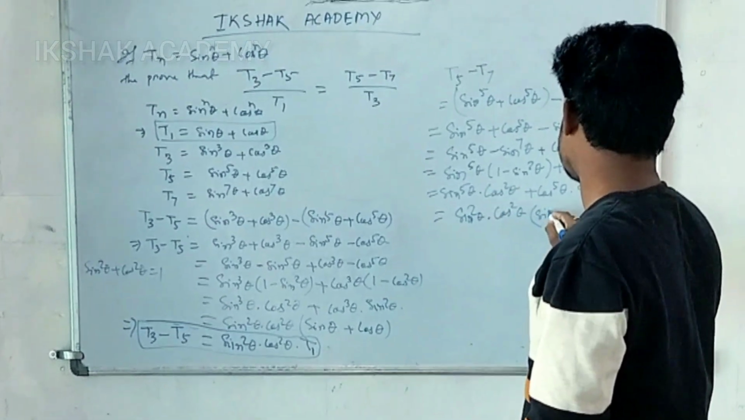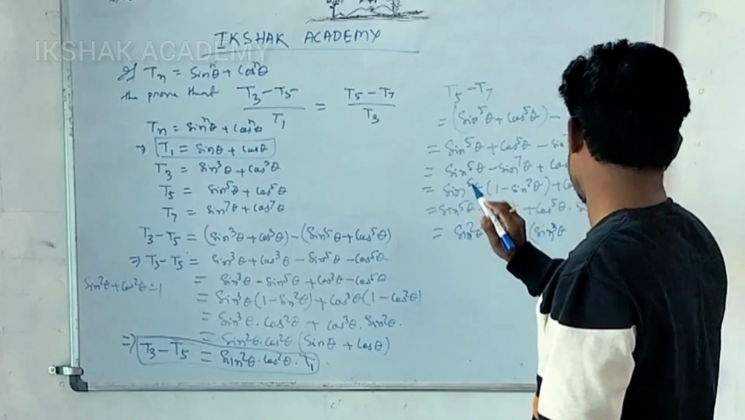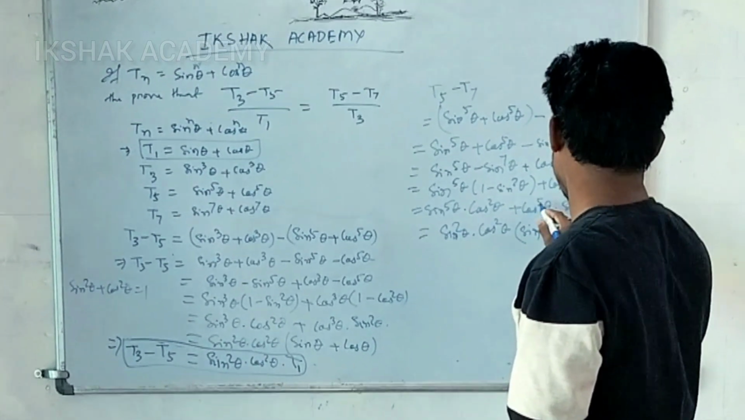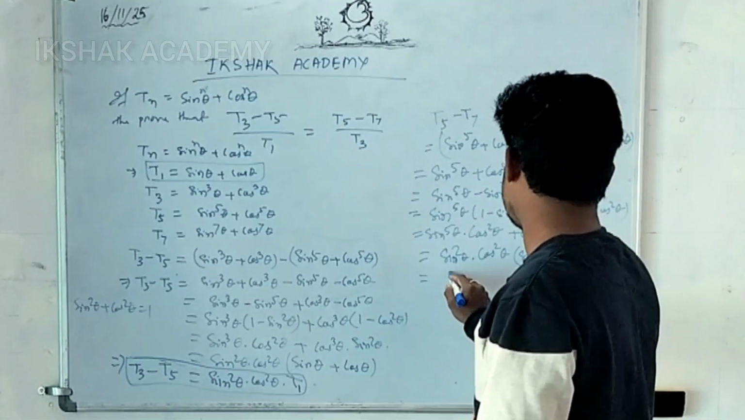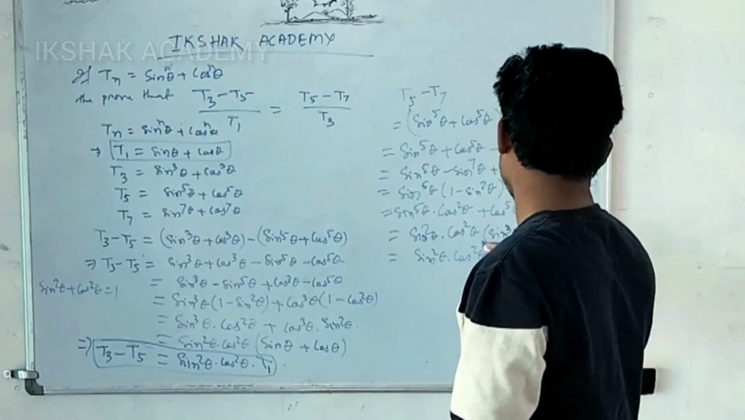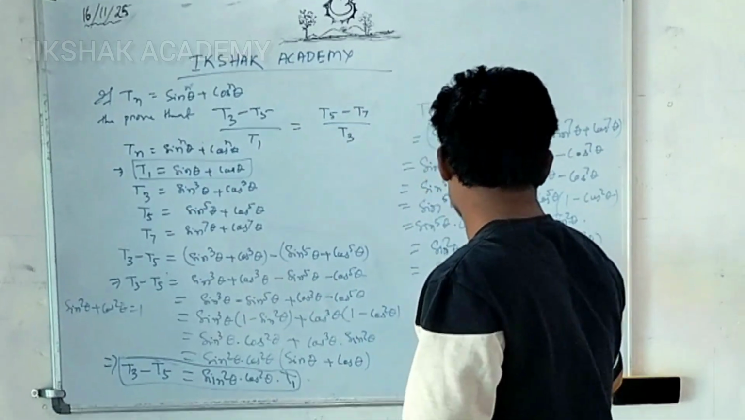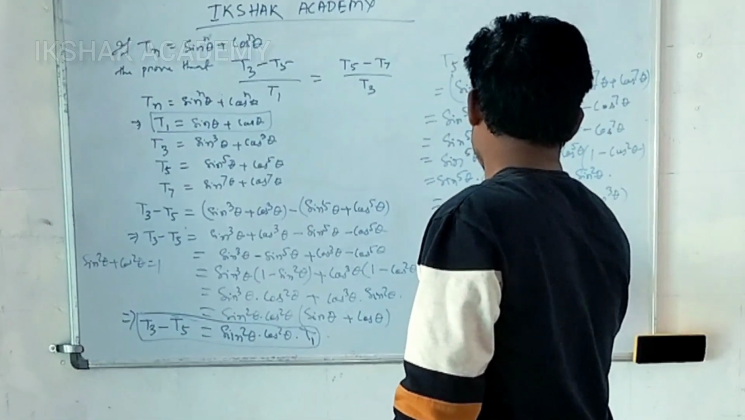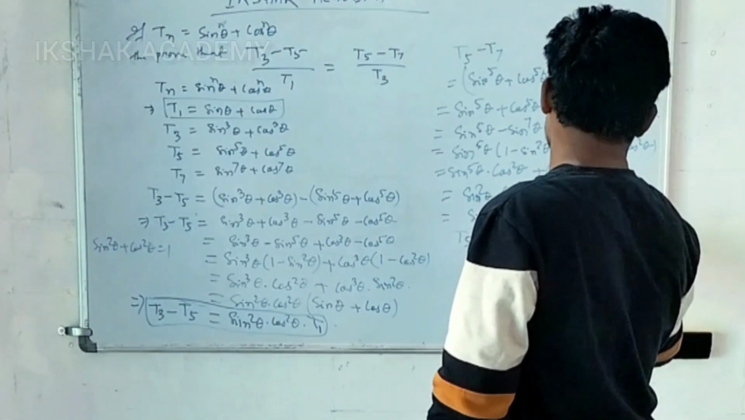So this will be sin cube theta, because 3 plus 2 is 5. Then plus cos^5 theta, so this is cos cube theta because here is cos square theta. So this will be sin square theta into cos square theta into (sin cube theta plus cos cube theta). Here sin cube theta plus cos cube theta is your T3. So T5 minus T7 equals sin square theta into cos square theta into T3.